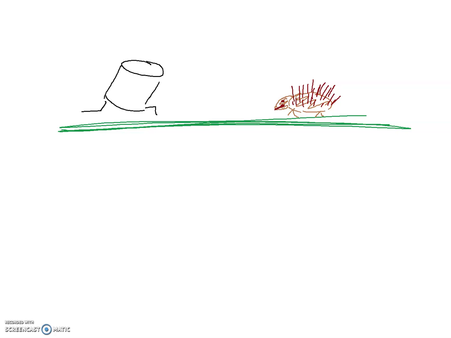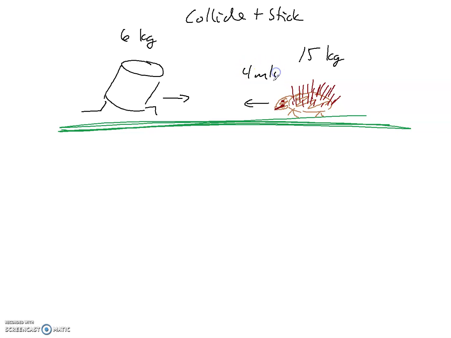Alright, so we've got a marshmallow and we've got a porcupine. They are going to collide and stick together. Obviously, a porcupine hitting a marshmallow, the marshmallow is going to stick to the porcupine pretty good. And let's say this is a 15 kilogram porcupine. Marshmallows are kind of light and fluffy, so let's say this is just a 6 kilogram marshmallow. And let's say our porcupine is running towards the left and our marshmallow is running towards the right. And let's say the porcupine is going at, let's go with 4 meters per second.